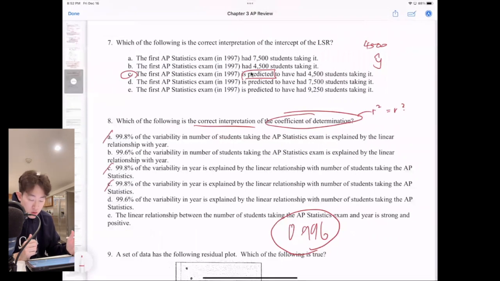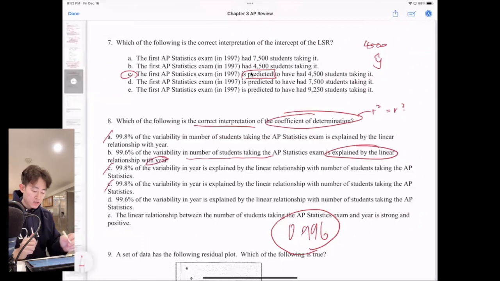And if you read it correctly, 99.6% of the variability of the number of students in the y variable can be explained by the linear relationship with the x variable. The y has to come first because we're predicting the y, not predicting the x. So the answer is B for this one.